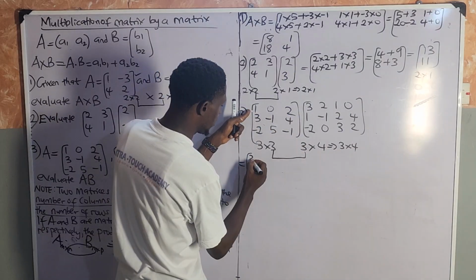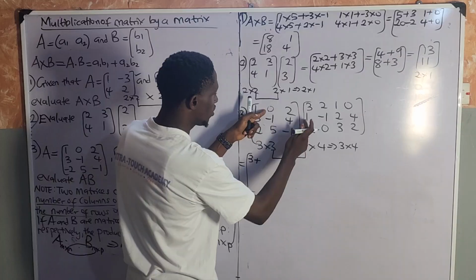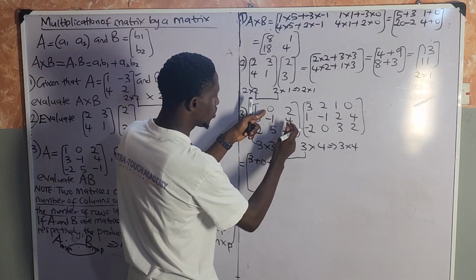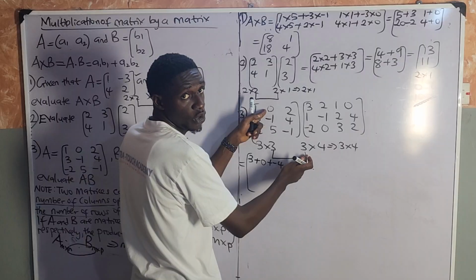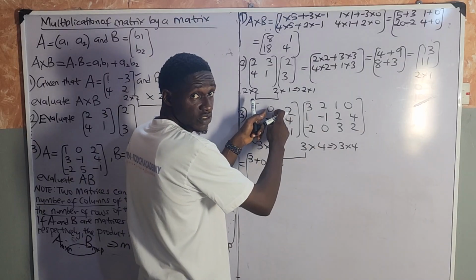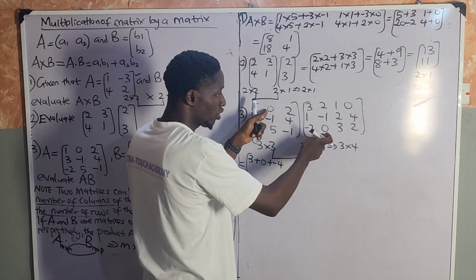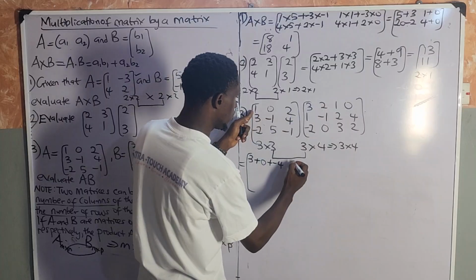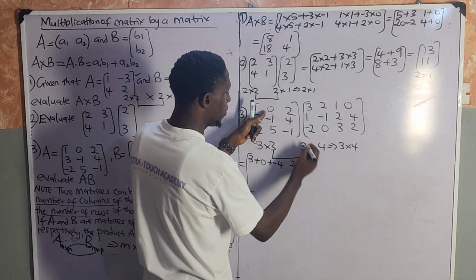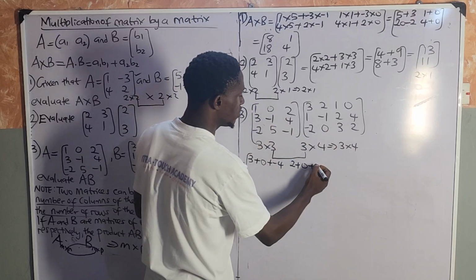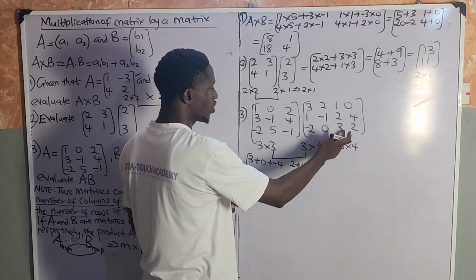1 times 3 is 3, plus 0 times 1 is 0, plus 2 times minus 2 is minus 4. We are done with this first column. Still on this first row, we are going to the second column. 1 times 2 is 2, plus 0 times minus 1 is 0, plus 2 times 0 is 0. We are done with this.